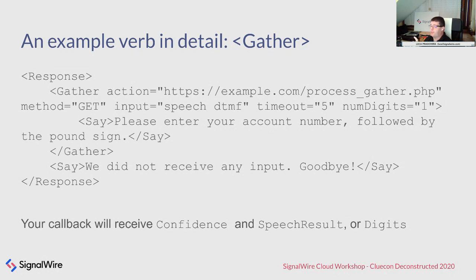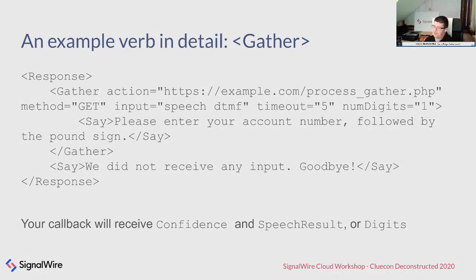Your callback will receive a confidence and a speech result parameter or a digits parameter containing the input. So what you do is this will be the first action in your flow. Then you'd have another action receiving the input, and that looks at the digits parameter and says, oh, okay, this guy pressed 1. I need to do this thing. We'll do that in just a minute.